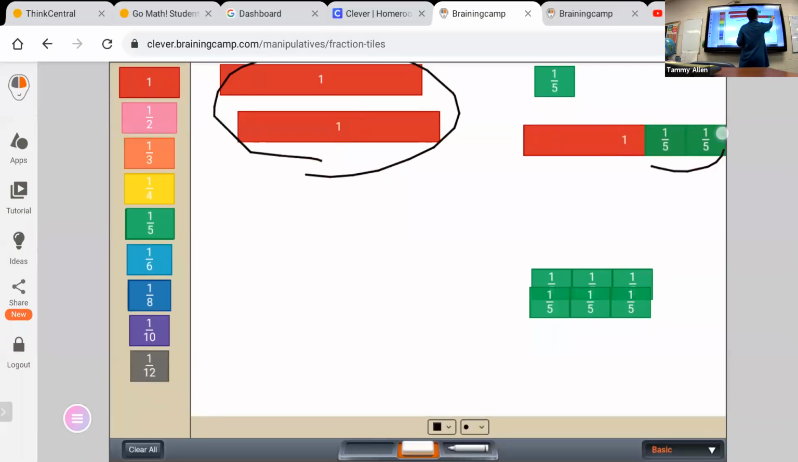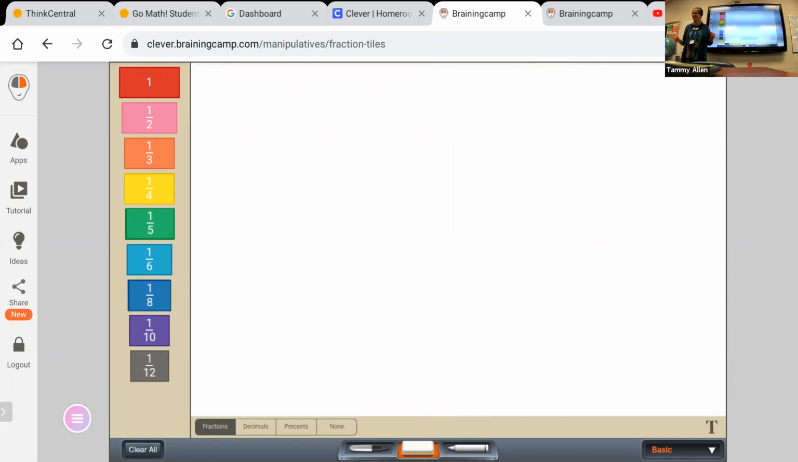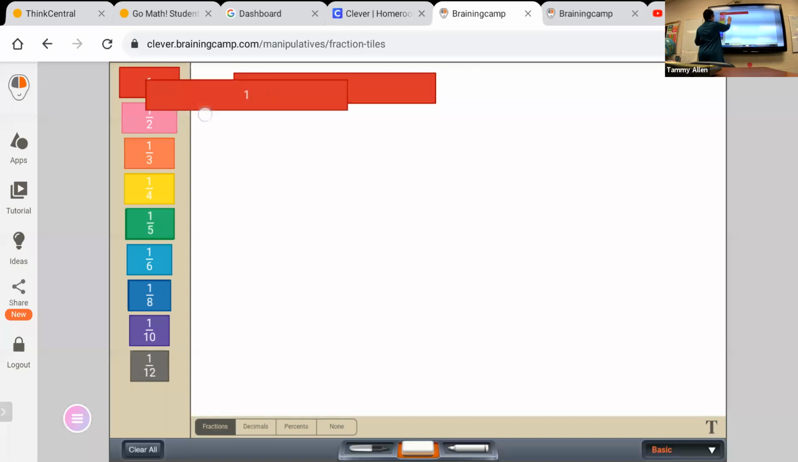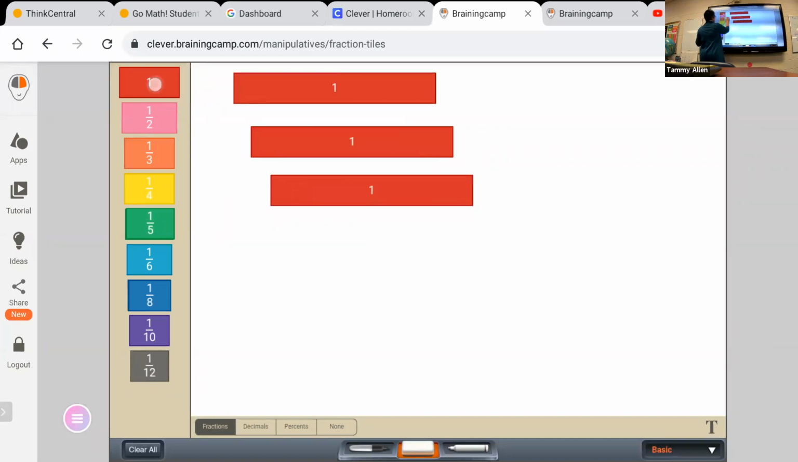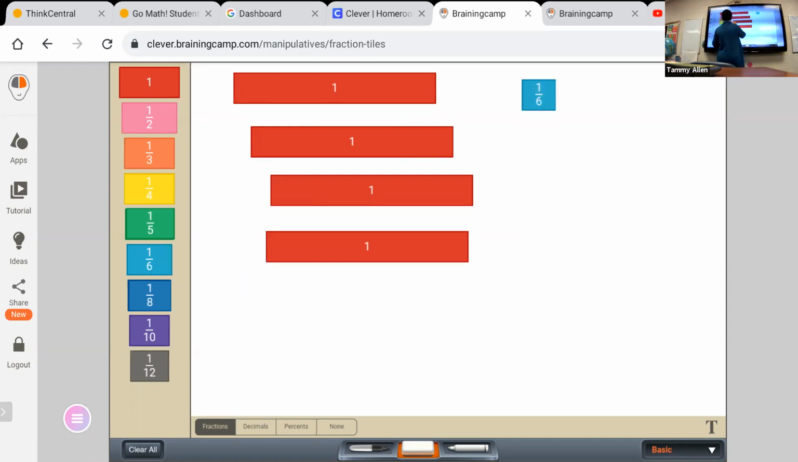Whoa, what happened there? I had 3 fifths. Do you get it? This is so exciting! It is so exciting to see things, so much better than those pictures. Let's do this. Come on. Here you go.